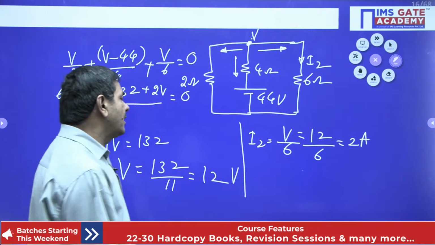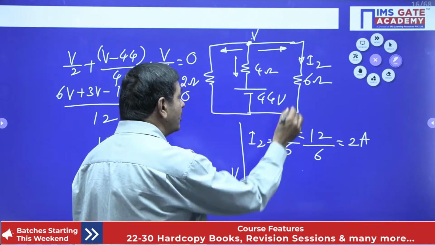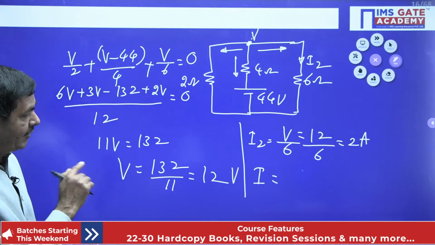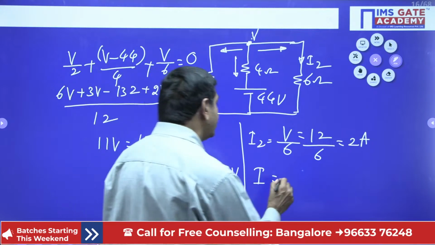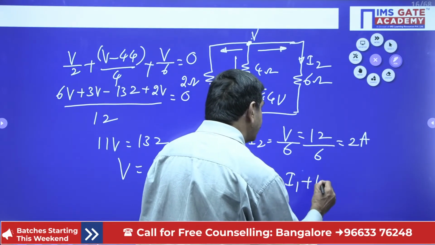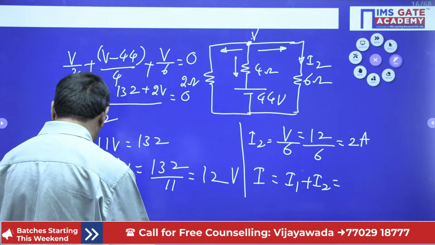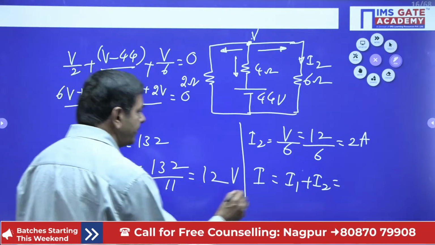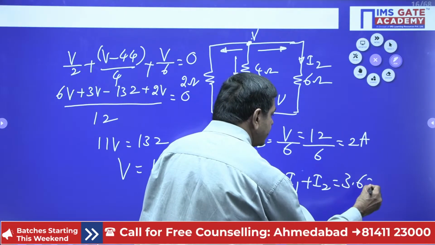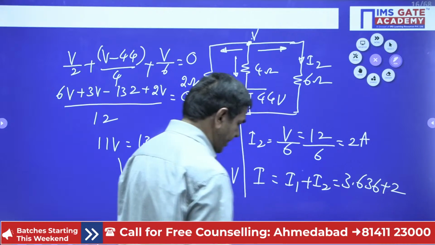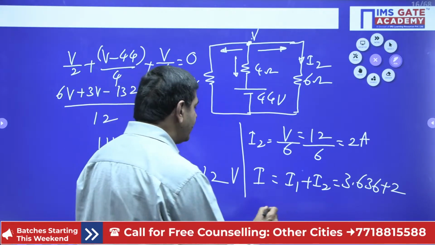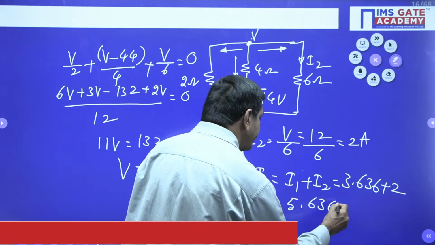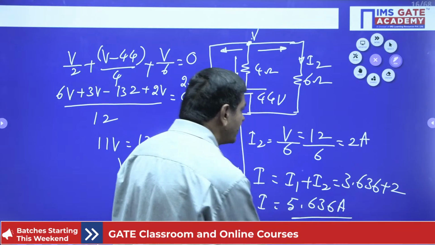But I am in need of the net current I through the 6 ohms. When the two voltage sources are connected, I want to find the current I. I equals I1 plus I2 according to the superposition theorem. We got I1 as 3.636, and I2 is the 2 amperes we got. When these two are added, we get I. This becomes 5.636 amperes of current passing through the circuit.